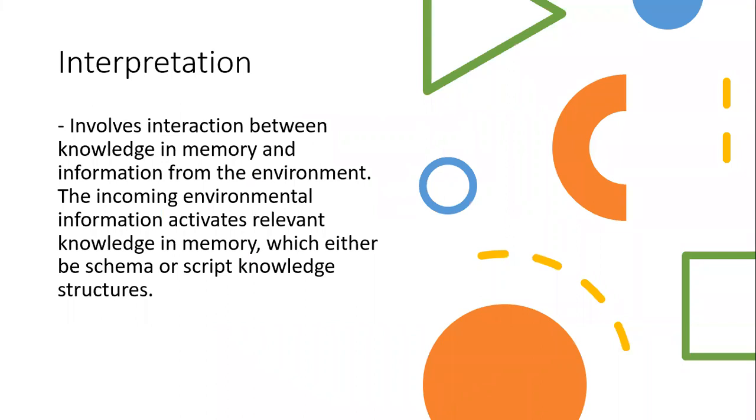So, interpretation class, no? We have actually discussed different important aspects of cognitive systems last time, and certainly this cognitive system influences how consumers interpret information. And one of these is interpretation. Interpretation involves interaction between knowledge in memory and information from the environment. The incoming environmental information activates relevant knowledge in memory, which can either be schema or script knowledge structures. So class, this activated knowledge actually influences which information consumers attend to and how they comprehend its meaning.